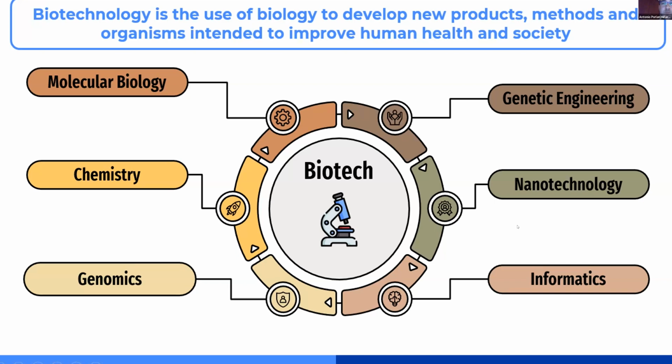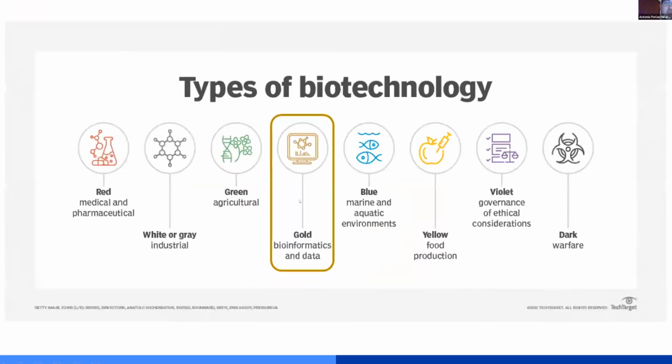Biotechnology itself is classified into many different branches that are classified by colors. For instance, red is medical and pharmaceutical biotechnology. Green is related to agriculture, yellow to food production, and the one on which we are going to focus in this webinar is gold, related to bioinformatics and data analysis.